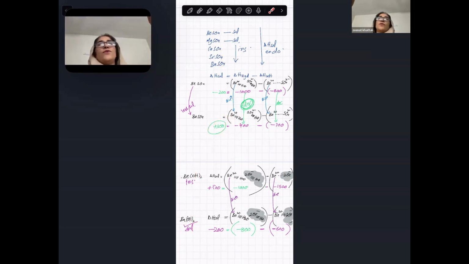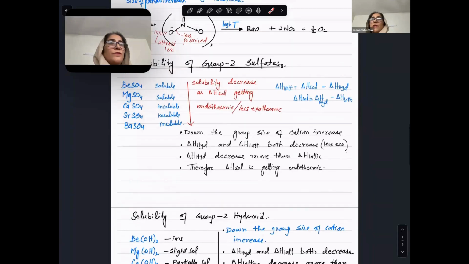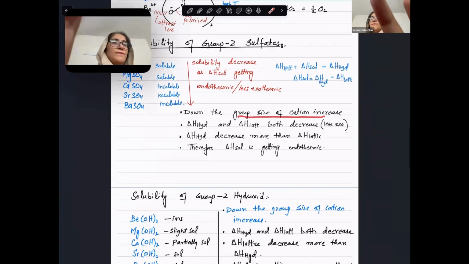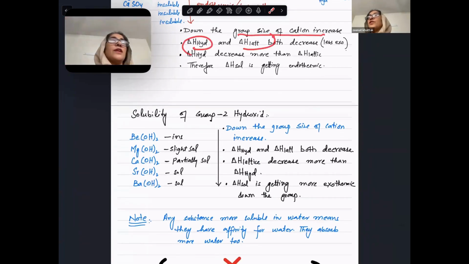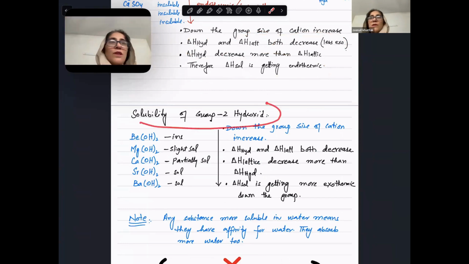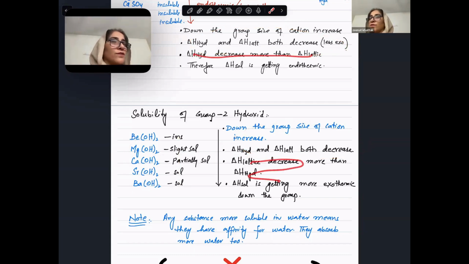Now, if we go to the notes again, these are the notes. You can see down the group size of cation increases. Delta H hydration and lattice both decrease, less exo. Hydration decreases more than lattice. Delta H solution is therefore getting endo. But what about solubility of sulfate? They're becoming more soluble. Delta H hydration and lattice both decrease. But here, the hydration decreases more. Here, the lattice decreases more. The solution is getting more exothermic.